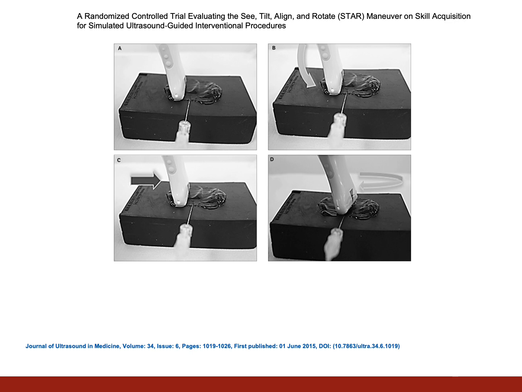The next component is to tilt, which is to lean the probe back and forth to optimize the image. The next maneuver is to align. Once you have the correct tilt of the probe and you can see the target adequately, you then align that image over where the needle is inserted. The last part of the maneuver is to rotate, which is to rotate the distal and the proximal end of the probe around to ensure the whole length of the needle is visualized and you're not transecting the needle.